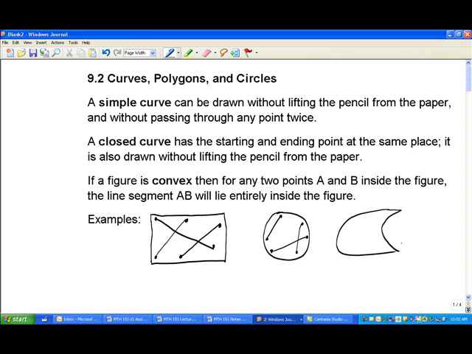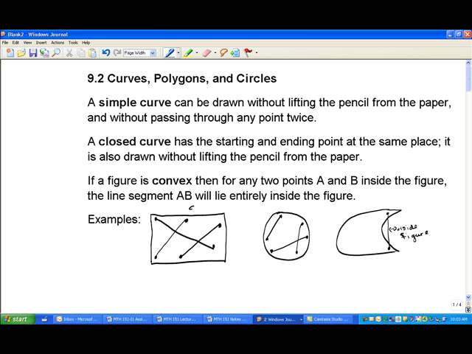Alright, here's a slightly different one. This is a simple curve because we can draw it without lifting our pencil from the paper and without passing through any point twice. It is a closed curve because basically where we started is where we end. It is not, however, convex, because if I choose my 2 points here, the line segment right there is outside the figure. Okay, so it is not convex.